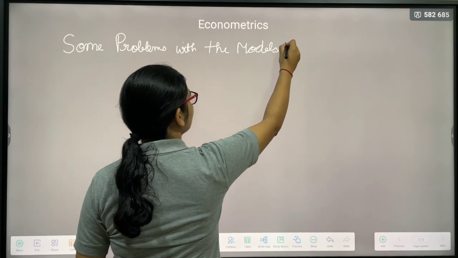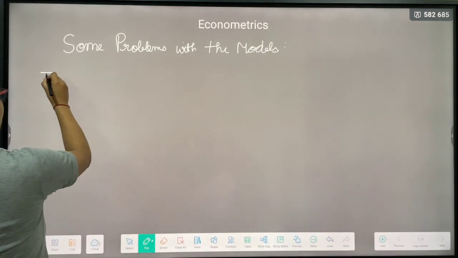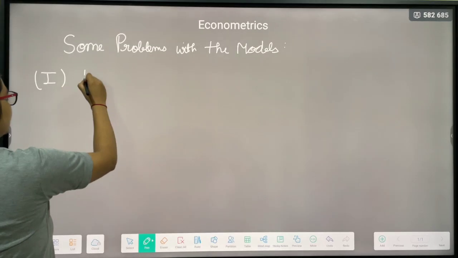There are many problems. So, first take the first problem, which is heteroscedasticity.